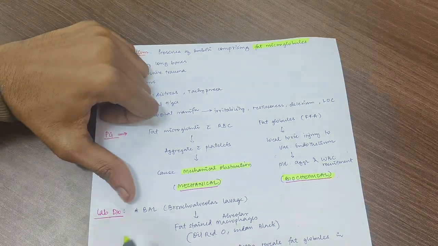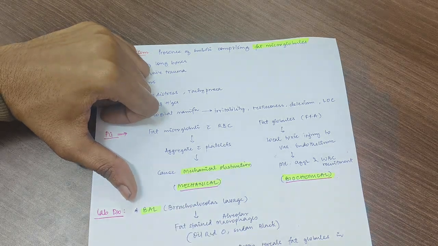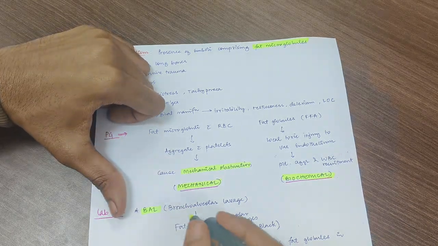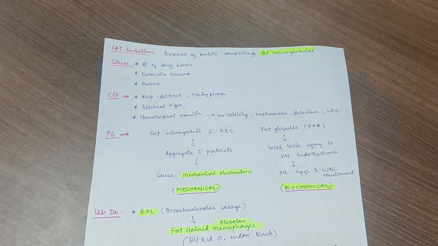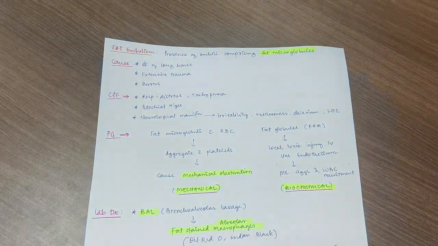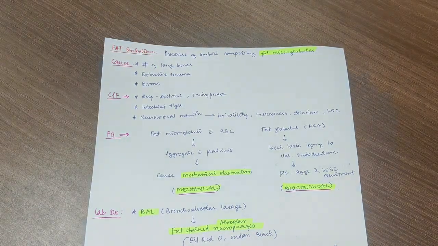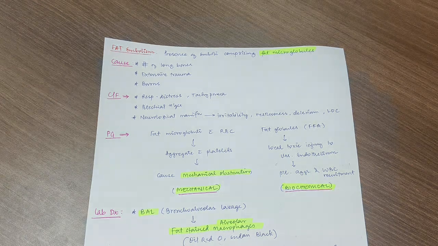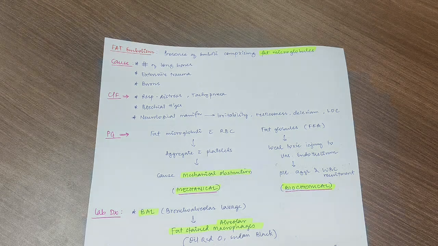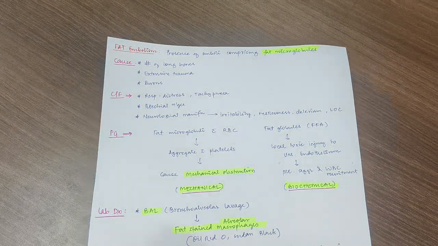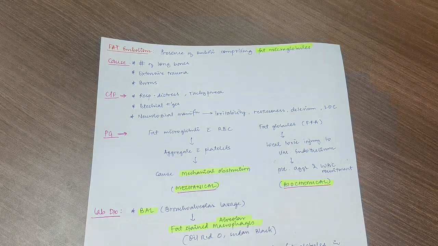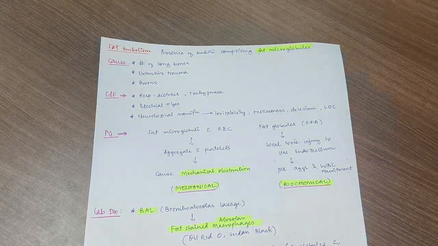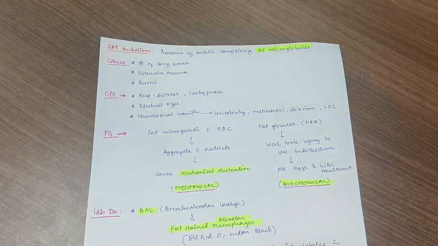Next is lab diagnosis. You do bronchoalveolar lavage, and there you see fat-laden alveolar macrophages, which are seen with oil red O or Sudan black staining. They are the special stains used for fat. Then histopathology on autopsy: you see the fat globules inside the pulmonary artery and the alveoli of the lung.